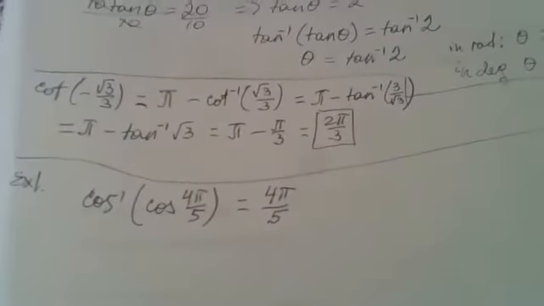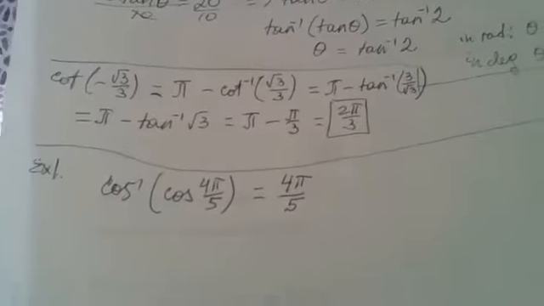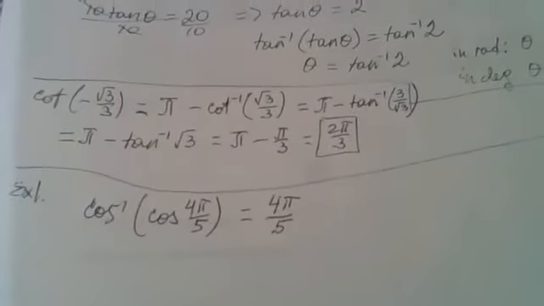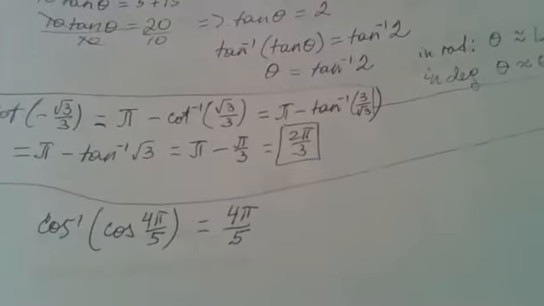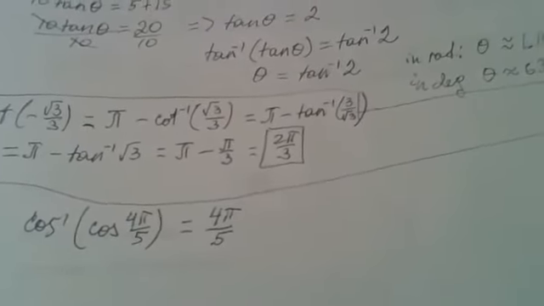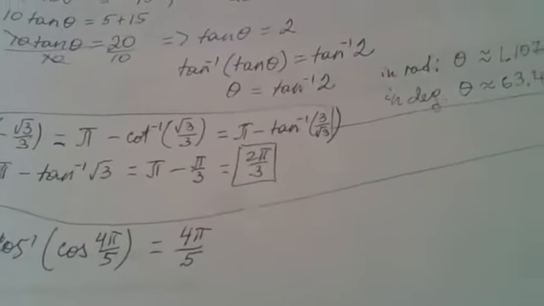Question number 1, is it a composition of two inverse to each other functions? Yes. Is 4 pi over 5 in the range of the outside function? Yes, this is the answer. What happens if you answered no, let's say, to one of these questions? Example number, let's say, 2.